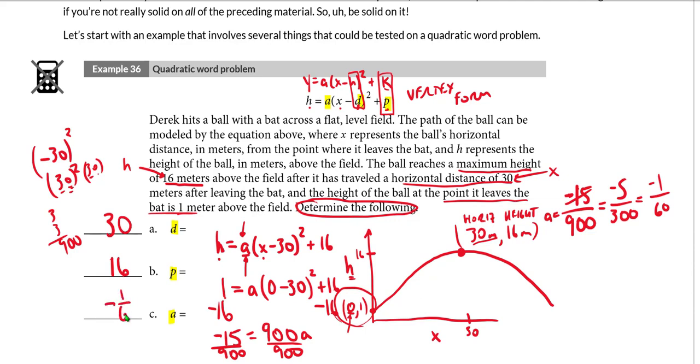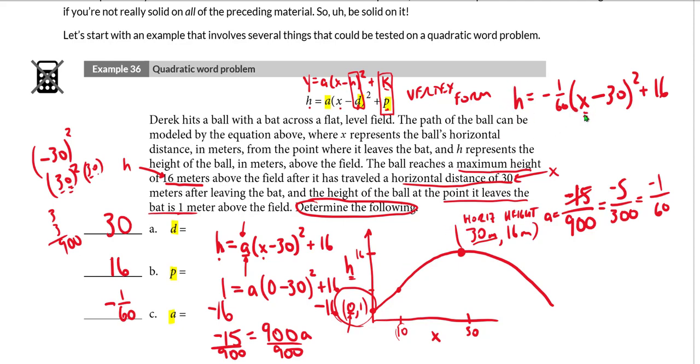Negative 1 over 60. So this complete equation is now h equals negative 1 over 60, parentheses, x minus 30 squared plus 16. And now that I have this complete equation, I can figure out what my height above the field is at any horizontal distance. So if I were told that my horizontal distance is, let's say, 10 meters, I could take that 10 value, plug that 10 value in for x, and I would be able to get my height.